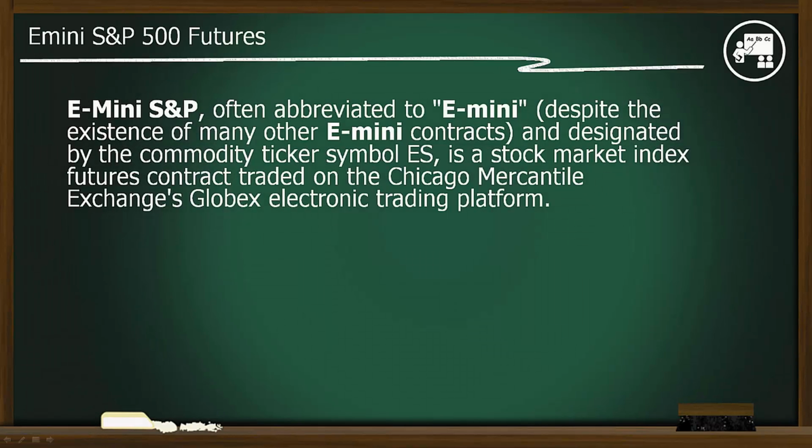What is the Emini S&P 500 futures? The Emini S&P 500 futures is actually a stock market index futures contract that's traded on the CME platform. There are a few differences between the futures contract and a normal ETF or normal stock, because a futures contract has different expiry.